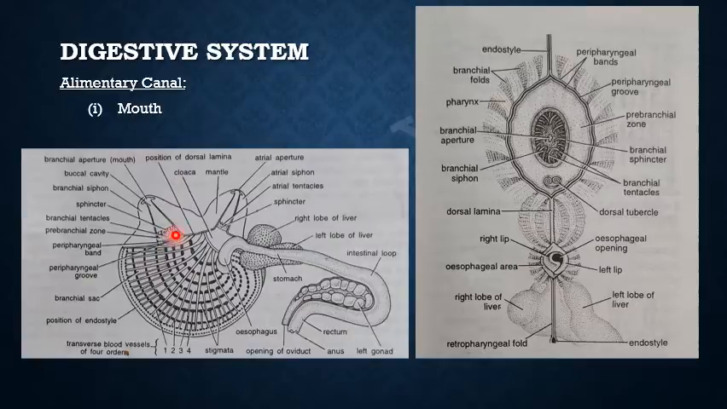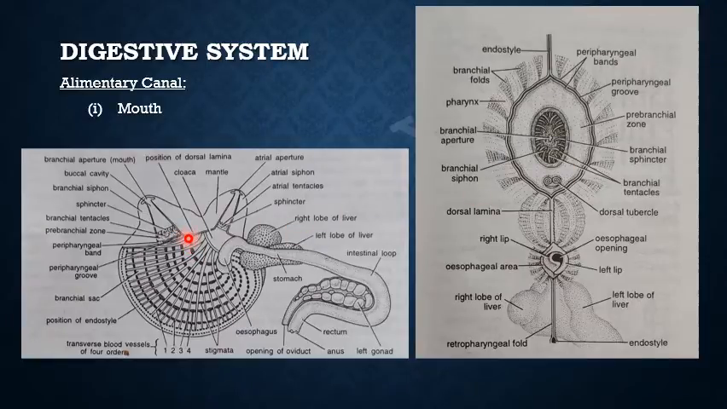The prebranchial zone is separated from the branchial zone by peripharyngeal bands. These are two bands. One is anterior, towards the atrial siphon, and one is towards the pharynx, towards the branchial zone. These two bands demarcate the prebranchial zone from the branchial zone. The anterior band is a complete ring-like structure, and anterior to this band is present the dorsal tubercle. This you will see in this diagram, and I will come to it.